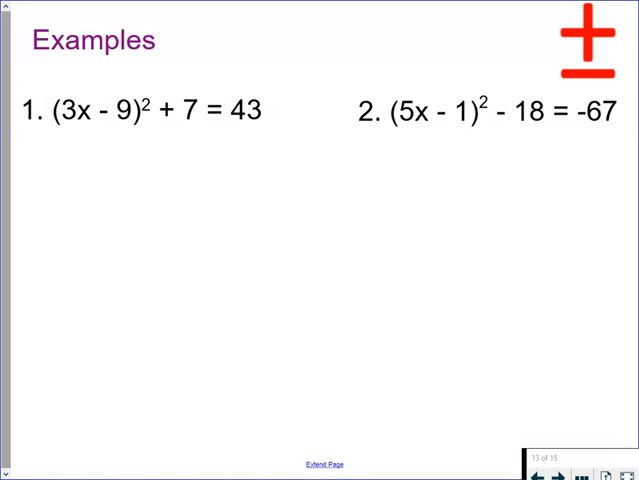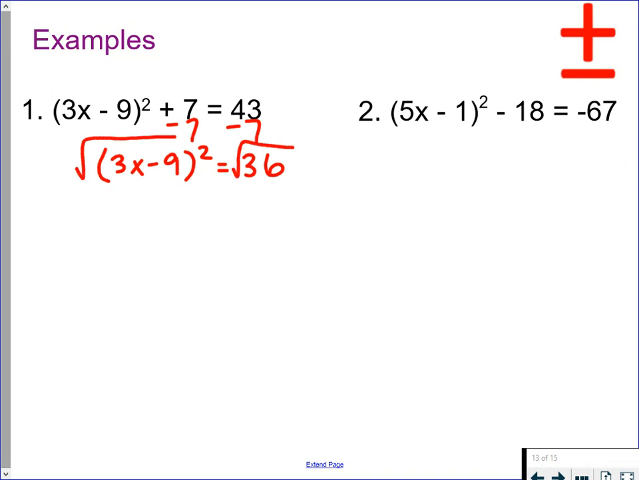All right, so if I subtract 7 first, I'm going to get 36. And what I would highly suggest doing is separating this into 2 equations. Okay? And what I mean by that is, if I take the square root of both sides and I have plus or minus, I'm going to get 3x minus 9 equals plus or minus 6.